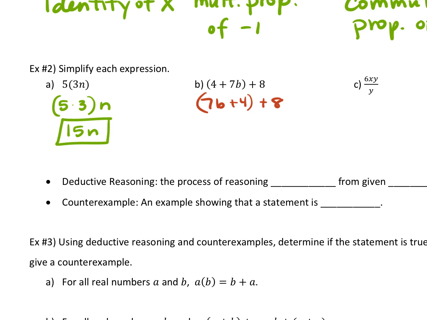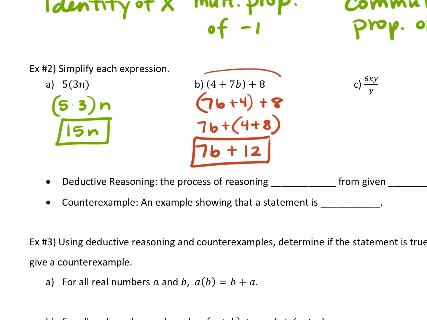The next property would be what then? It's the associative property, right? We want to add those constants together, the 4 and the 8. So your simplified version is 7b plus 12. And again, a lot of you look at this and you see it already. That's fine. I don't need you to show me this. If you can see that this came from this without doing that stuff, that means you're just thinking the properties in your head. I'm okay with that. I'm not going to make you show me those properties every time.